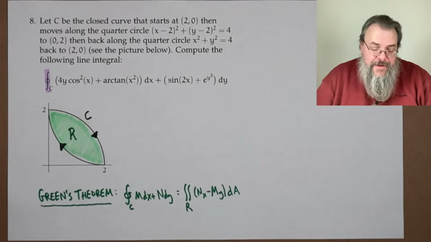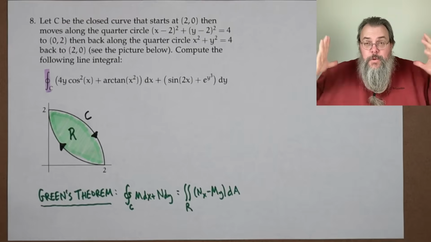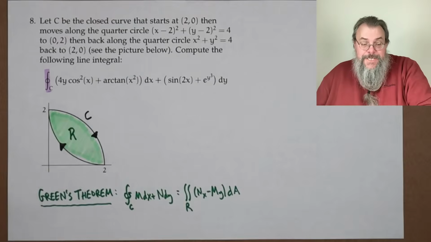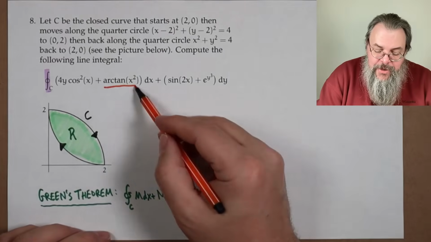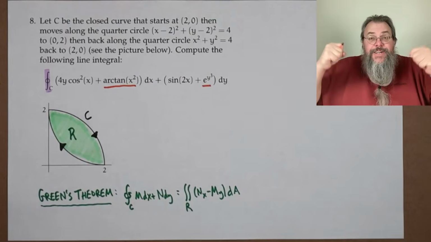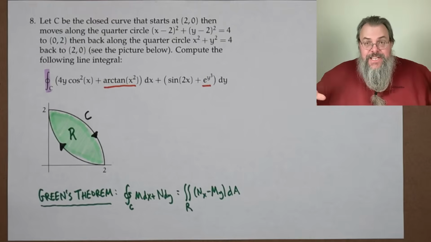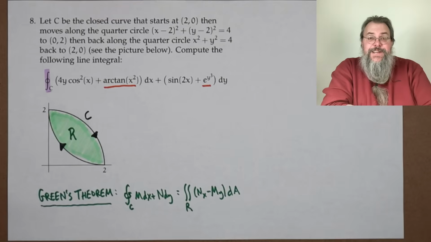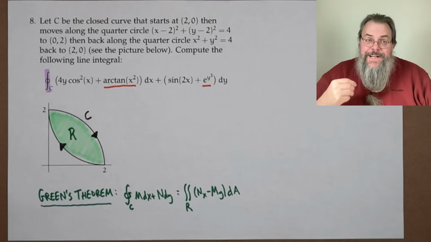Now, some other comments. I said there was another clue. When you look at this line integral, there are pieces that you do not want to do. We do not want to try to integrate arctangent x squared. We do not want to try to integrate e to the y cubed. So when you see things which are terrible, that is a huge clue. Do not do it literally as it's written. Use the tools to make it something which is nice. It's almost like we want you to find an answer.